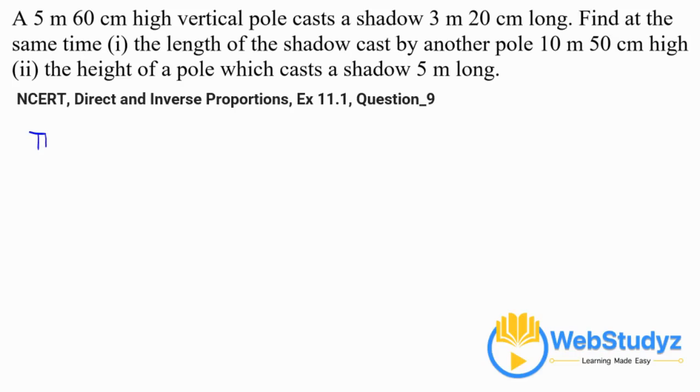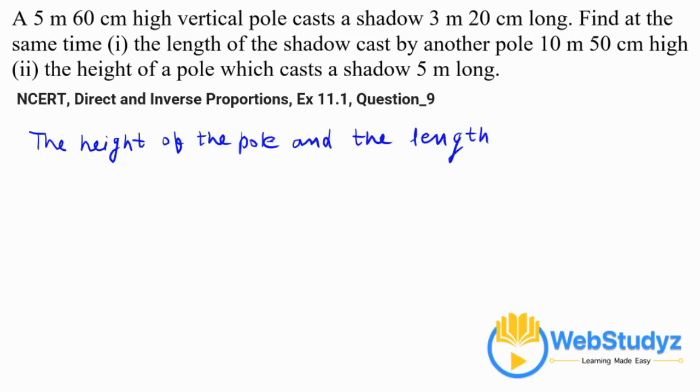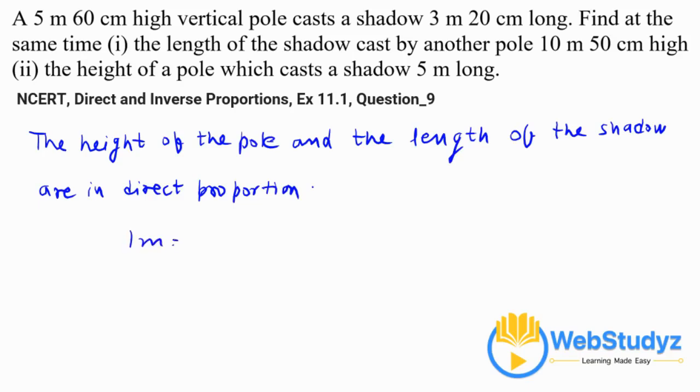As we have given that the height of the pole and the length of the shadow are in direct proportion, and we also know that 1 meter is equals to 100 centimeter.